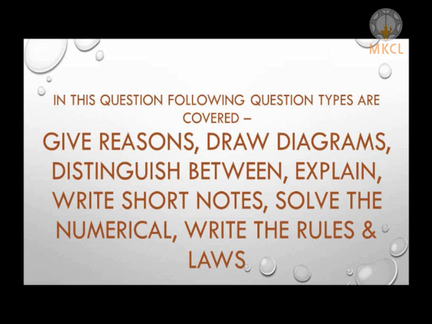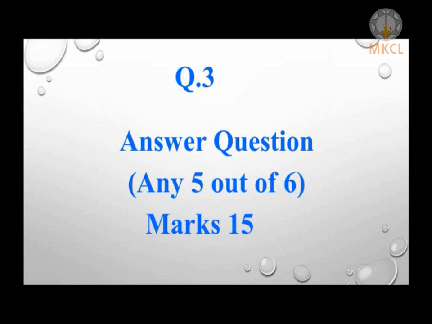Now moving to the next question, it is question number 3. Question number 3 and question number 7, because the question type is the same for both section A and section B. Here you have to solve a total of 5 questions among the given 6. Each question carries 3 marks, and that is why question 3 will give you a total of 15 marks.